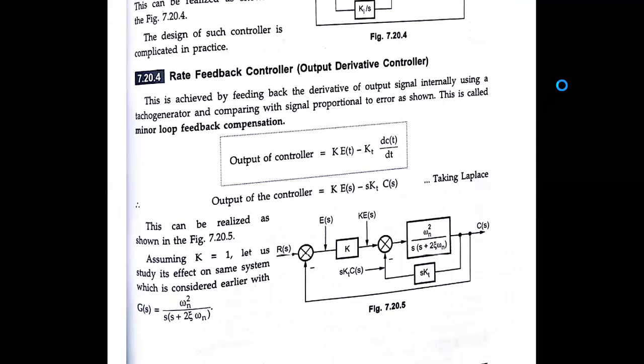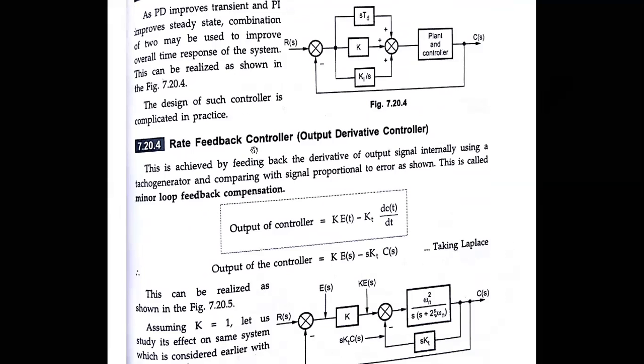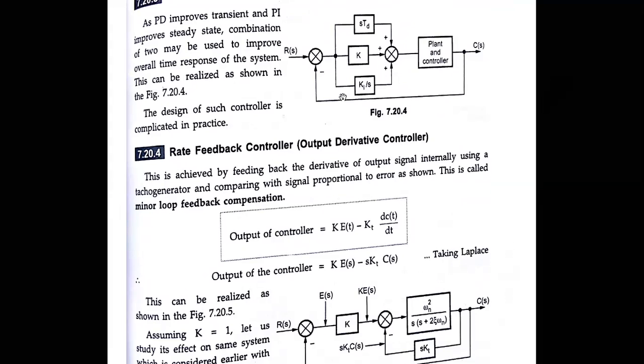Okay, so now here the rate feedback controller is nothing but output derivative control. And how can you achieve this output derivative controller? Because here there are two sections: one is the integral, another is the derivative. So first we will see about the derivative controller.